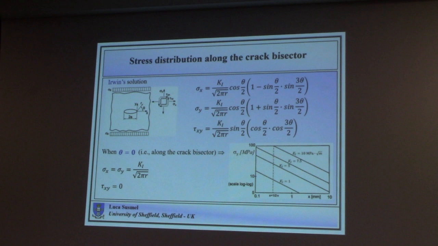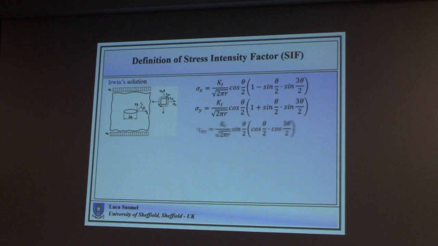Okay. So now we know that the main character of our story, and sometimes our pantomime, is K1. So if we can calculate K1, we can define the entire stress field in the vicinity of the crack tip, but actually we don't need to define the entire stress field, because if we know K1, we know that everything is proportional to K1. So that's the idea.